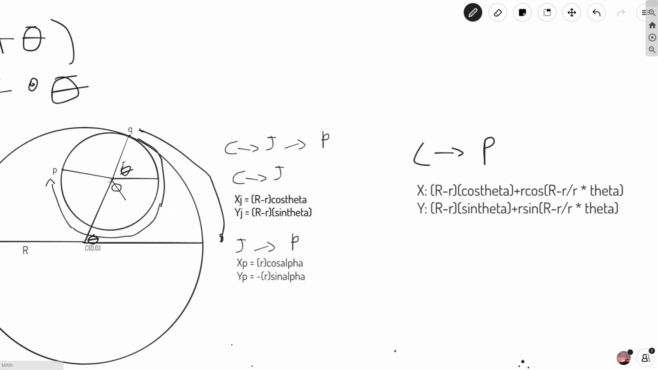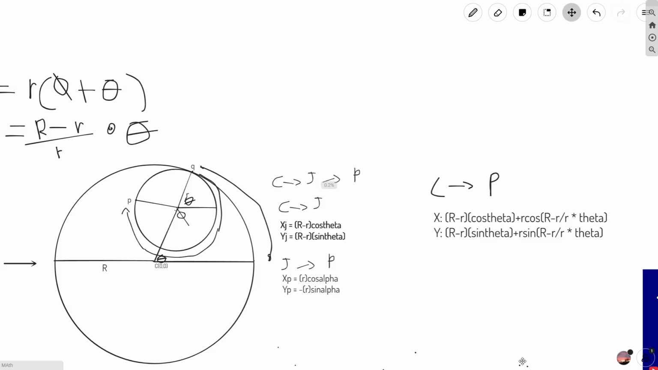Okay, so we have successfully created a general equation that can express any hypocycloid that we want based on the parameters of big R, small r, and theta, the angle represented by the translation of the smaller circle around the bigger circle, or basically the angle of rotation of J around C.